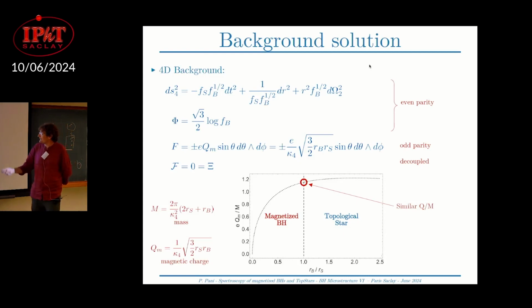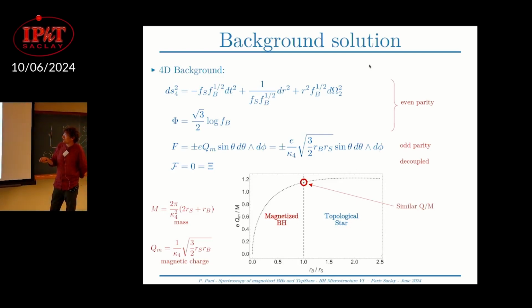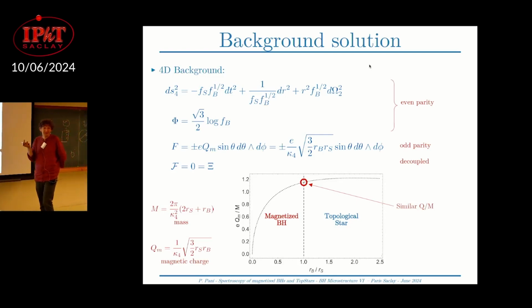Okay. So the parameter space is the following. This is the mass, the ADM mass of the solution. This is the magnetic charge, which is shown here. There are two parameters, but in fact one sets the scale, like the mass, and therefore there is just one physical parameter. The ratio, I'm taking here to be the ratio between RB and RS.